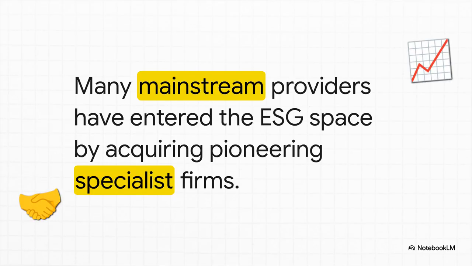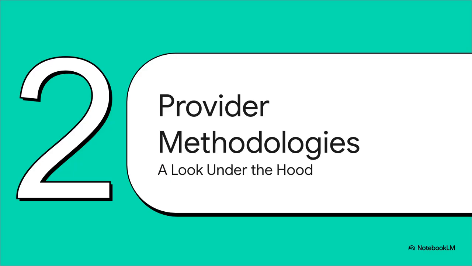Now, what's really fascinating about how this landscape has developed is this massive trend of consolidation. I mean, over the last decade, we've watched the big mainstream financial players just snap up all these specialist ESG boutiques. And what that's done is push ESG data from being this niche, alternative thing into the core platforms that pretty much every investment pro uses every single day. So, knowing who the players are, that's step one. But to really use their data effectively, we have to look under the hood.